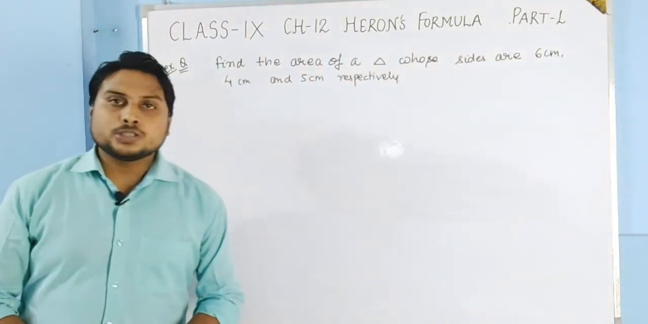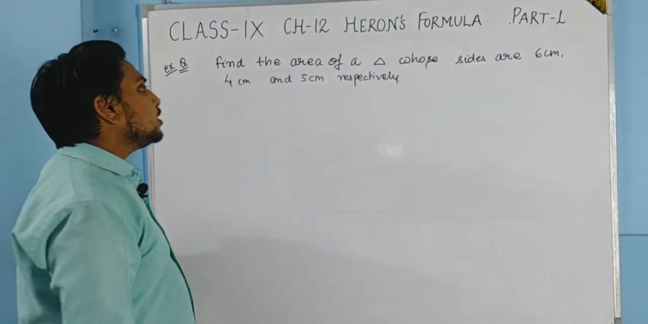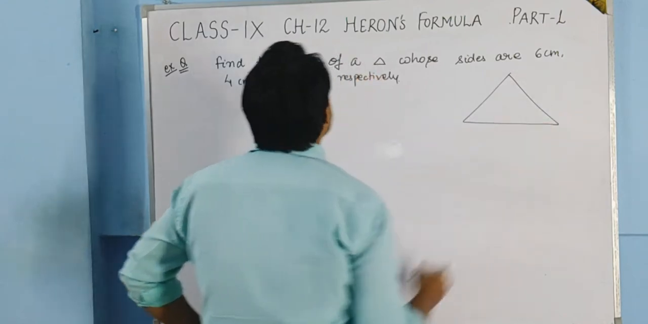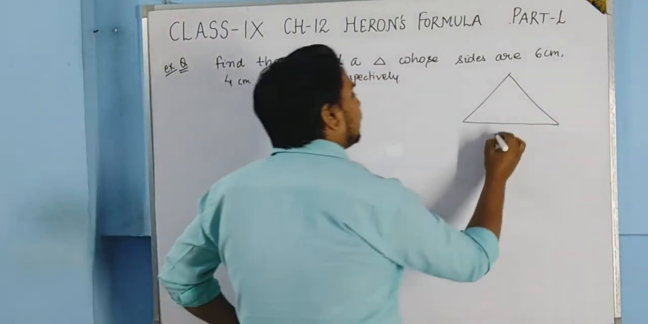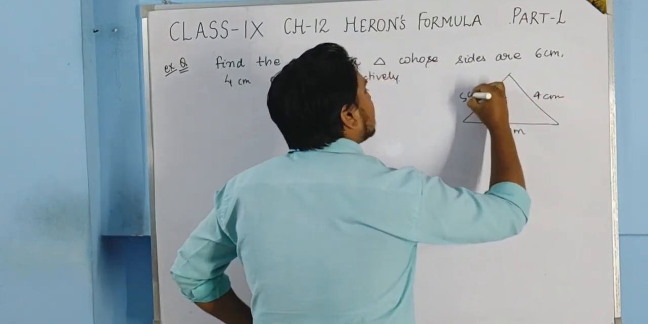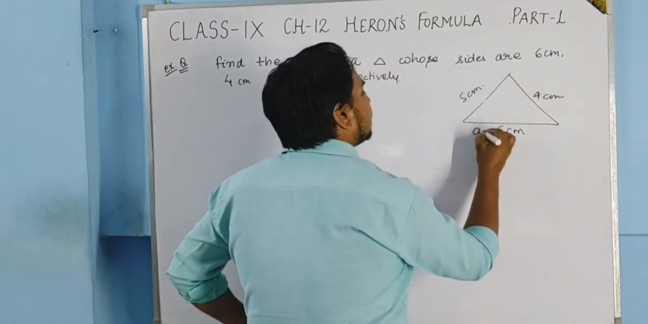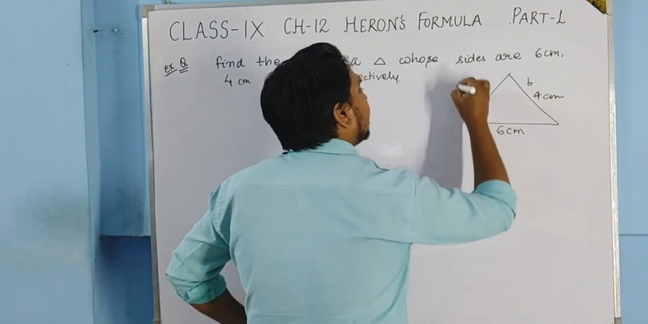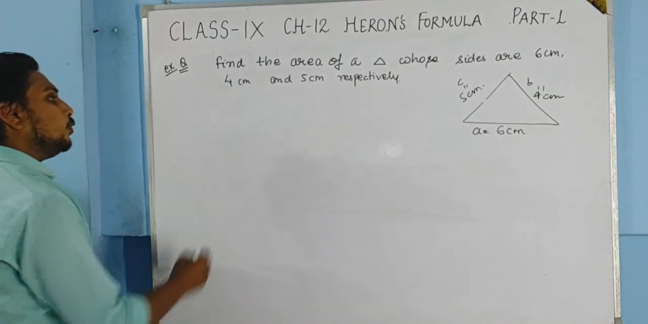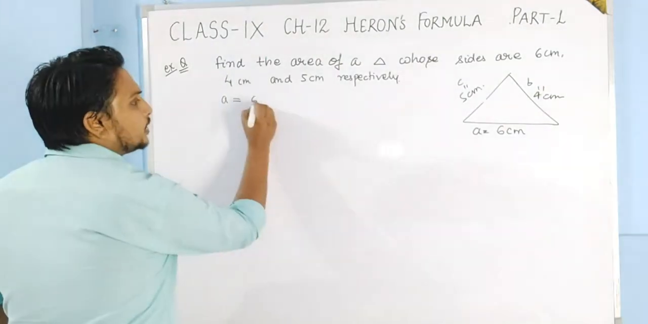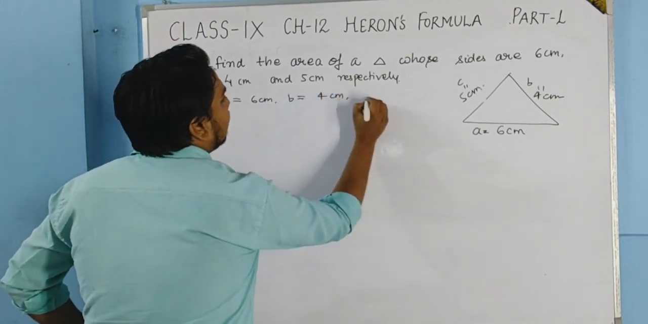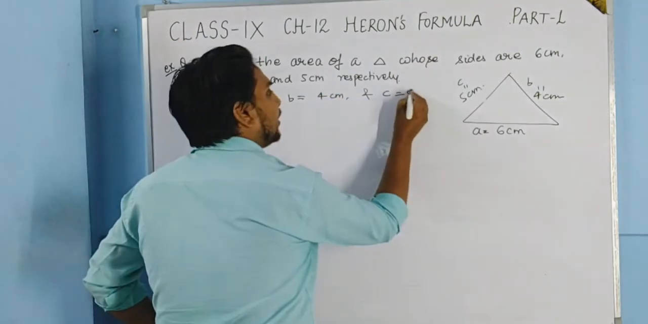See one example question, students. Find the area of a triangle whose sides are 6 centimeter, 4 centimeter and 5 centimeter. Suppose it is 6 centimeter, it is 4 centimeter and it is 5 centimeter. And let it be A, B and C. So how will we apply Heron's formula? A is 6 centimeter, B is 4 centimeter and C is 5 centimeter.